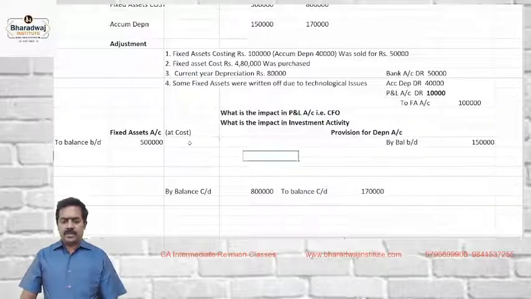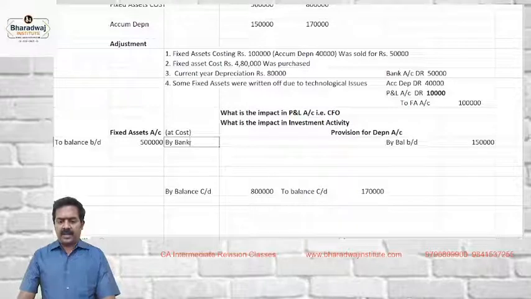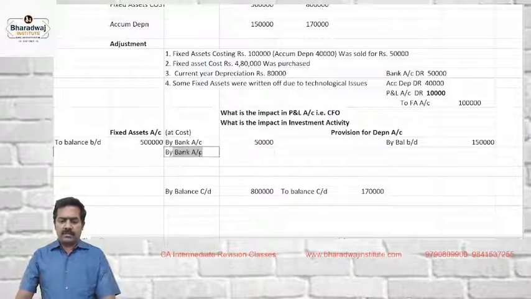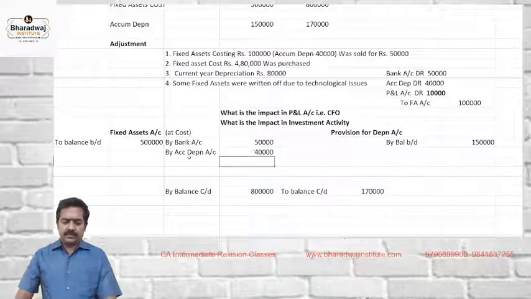How will this be posted? By bank, how much? 50,000. By bank account, 50,000. By accumulated depreciation, how much? 40,000. By loss on sale, that is charged in which account?